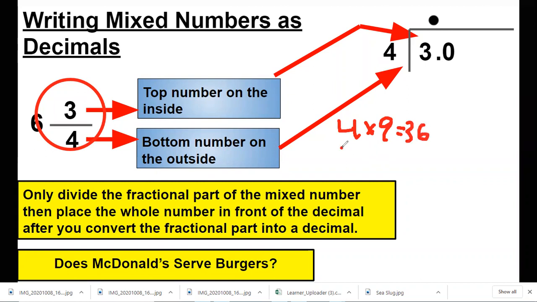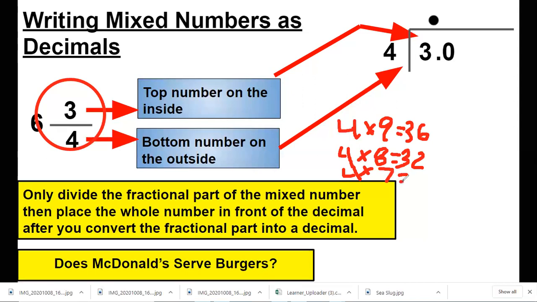36 is too high, so we're going to try 4 times, what do you think? Yeah, 8. And what is 4 times 8? That's 32. That's still too high, right? So then I'm going to go down to 4 times 7. What's 4 times 7?